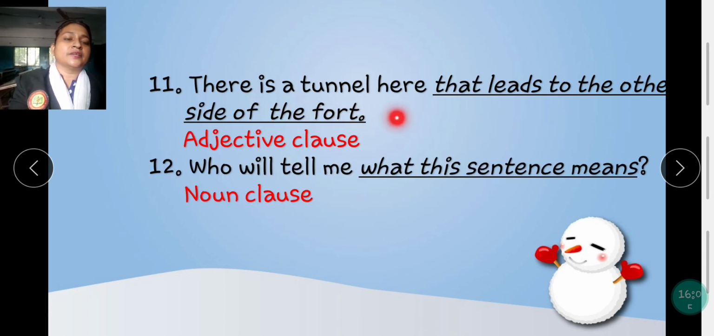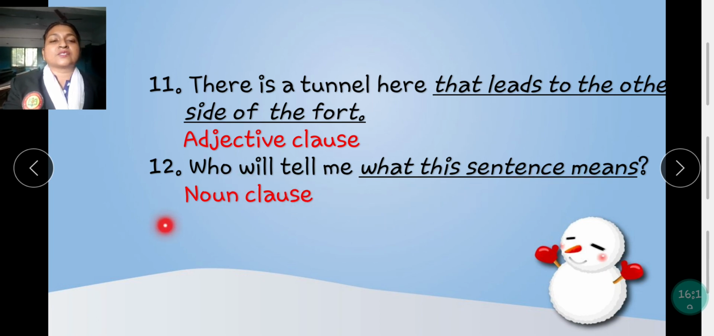There is a tunnel here that leads to the other side of the fort. Now that leads to the other side of the fort is describing more about the noun tunnel. So this is adjective clause. Who will tell me what the sentence means? What the sentence means here is noun clause.